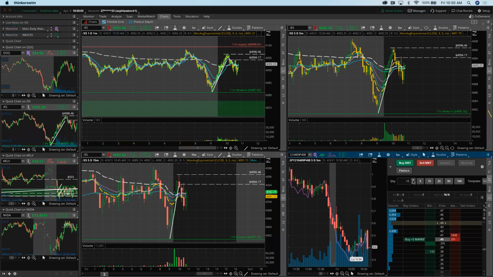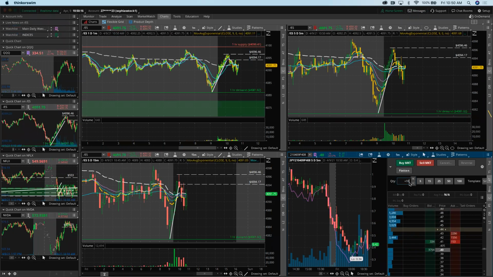If the next candle opens up green, which it did, I'll probably stop out. Oh, it's going red, lower high. What did I tell you, baby? Let's go. So now I have a very well-defined stop.